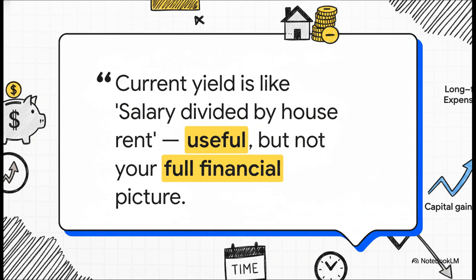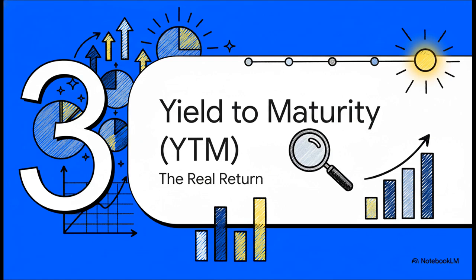It's kind of like looking at your salary divided by your rent. It's a useful number to know, but it totally ignores all your other bills, your savings, your long-term goals. It doesn't factor in whether you'll make a profit or loss when the bond matures. And that brings us to the most powerful, the most comprehensive measure of them all, the yield to maturity, or YTM. This is the number that tries to tell you what your real return is going to be.